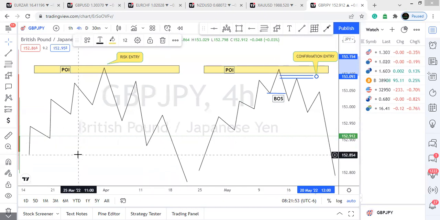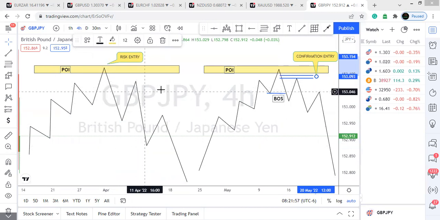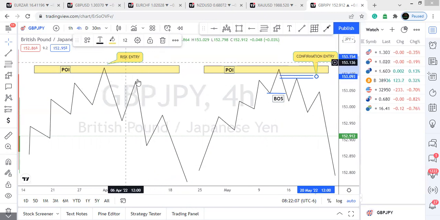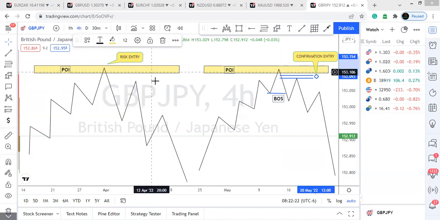For instance, you've already identified your POI. If you are new to the smart money concept, if this is the first time you're coming across it, understanding POI might be a little bit difficult, but you have to go back and check our previous videos and understand what the POI is. But for those that are conversant with the smart money concept, you know what the POI is.